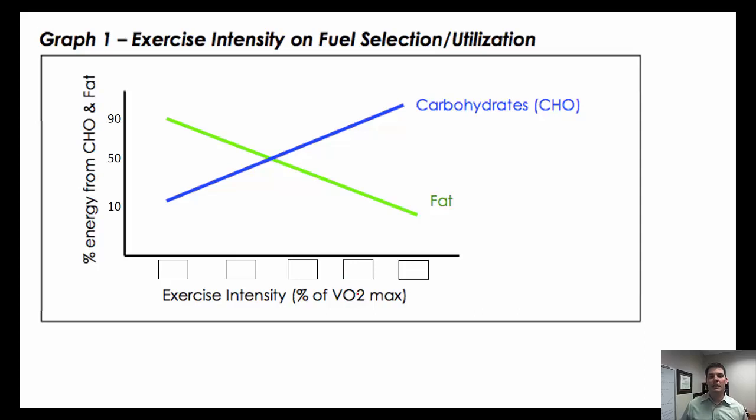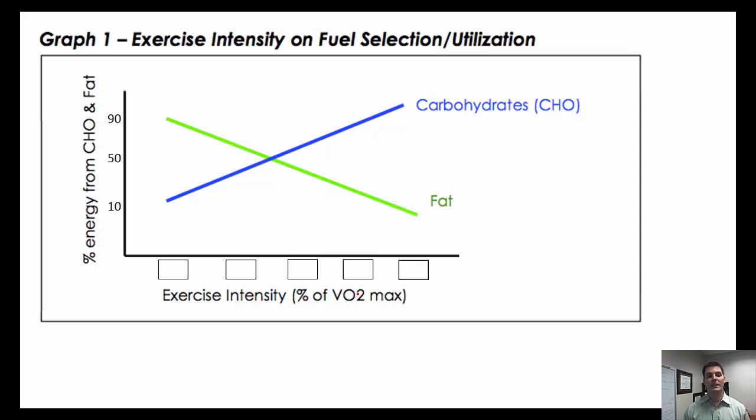Now that we have a good basis of RER, what it's measuring, what potential values could be, and why we are able to get those values, we're going to now try to apply those into how these RERs and substrates are then chosen for exercise. We'll look at two examples.